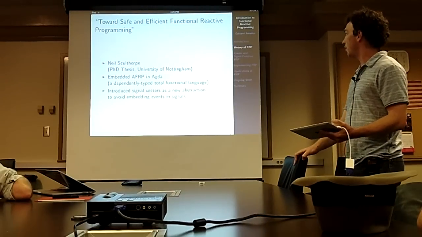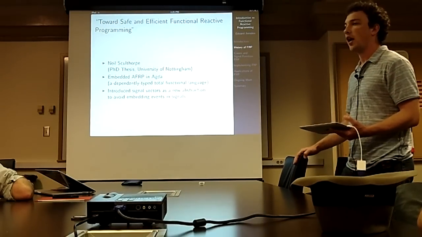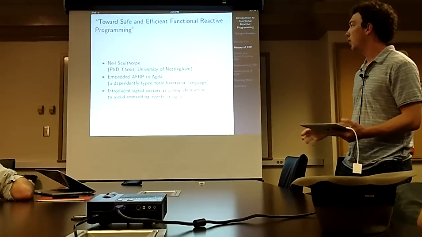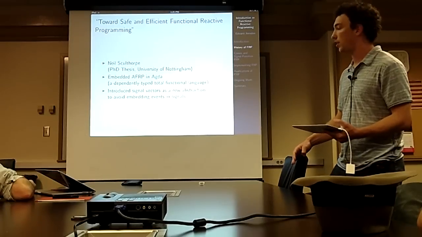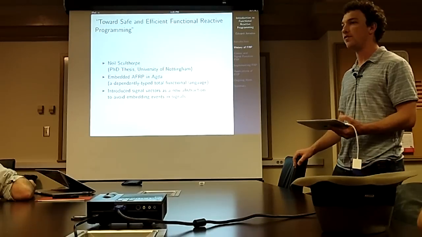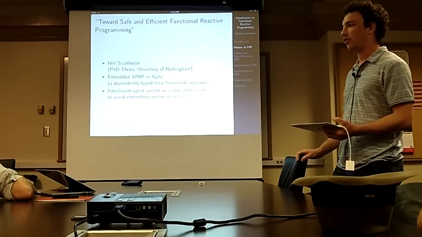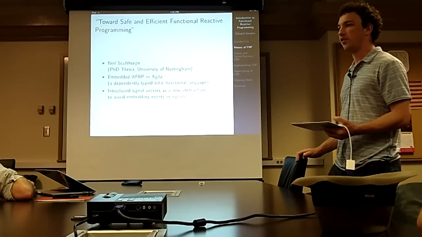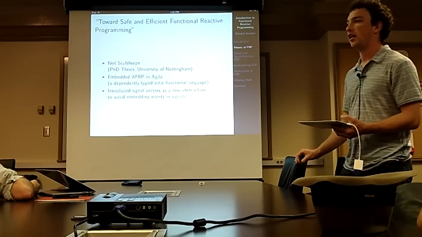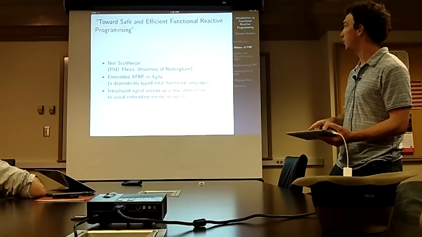And then this paper, it was Neil Sculthorpe's PhD thesis. He actually embedded arrowized FRP in Agda, and this introduced the idea of signal vectors where, instead of in the Haskell arrow implementation, where any value really can be an input to your arrow, the abstraction that came out of that was just, well, you have one signal that may carry embedded events as option values. This actually had a description of combinations of signals and events as inputs and outputs for signal functions.